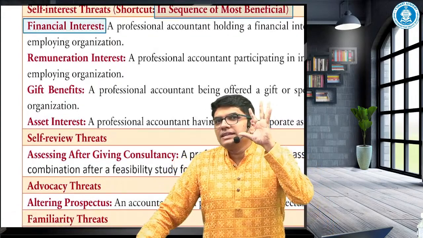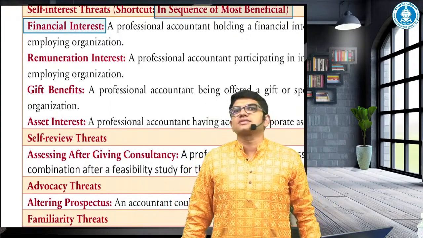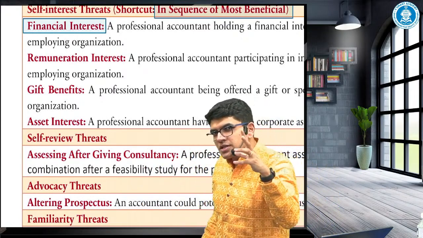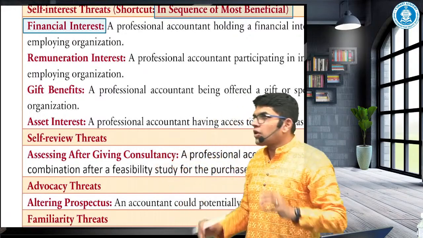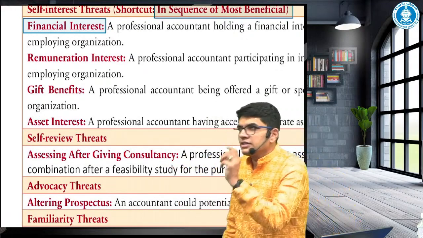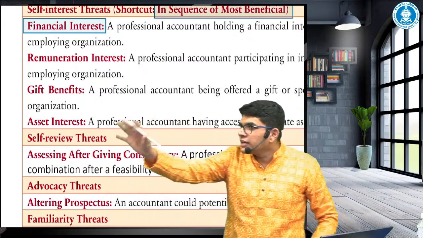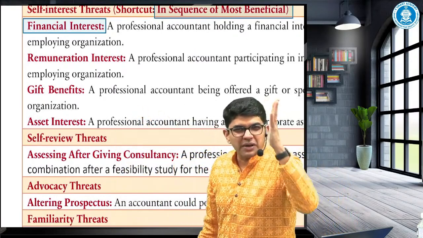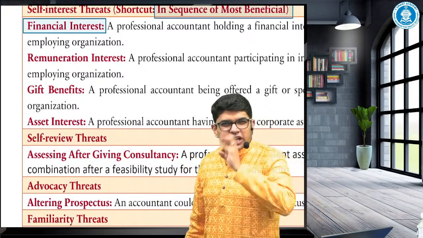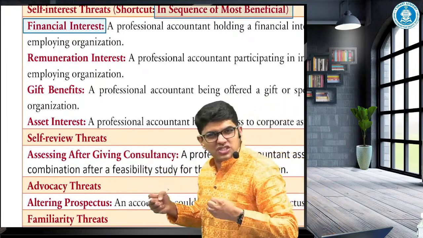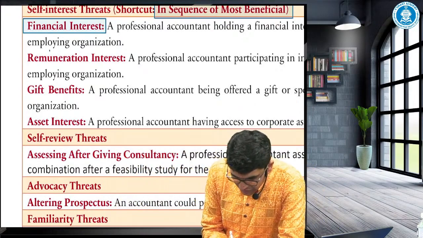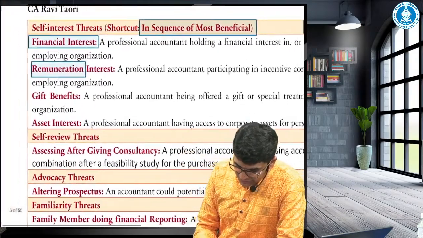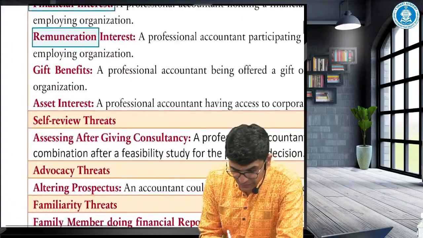Then he is promised commission of the profits. He is promised bonus, promised commission. He wants that commission. He is seeing a BMW in it. He is seeing an Audi in it. He is seeing a foreign tour in it. He wants that bonus. He may compromise with financial reporting. He may make estimates and financial statements which are completely false to get that bonus, to get that commission, to improve remuneration. A professional accountant participating in an incentive offered by the employing organization. Okay. Then, gift.